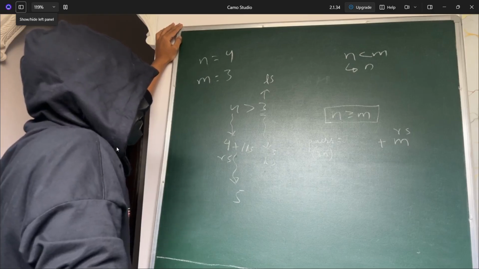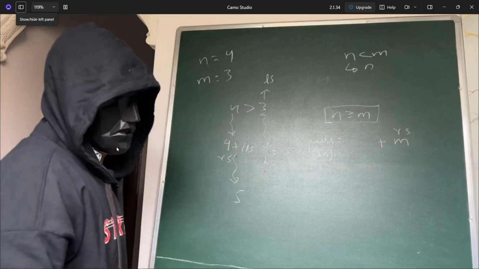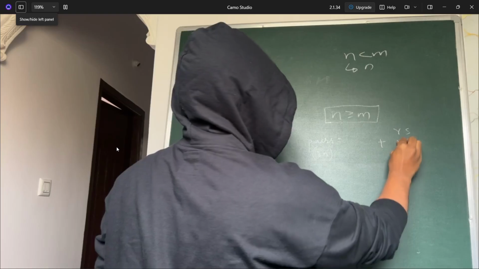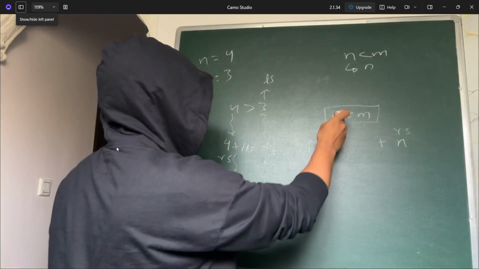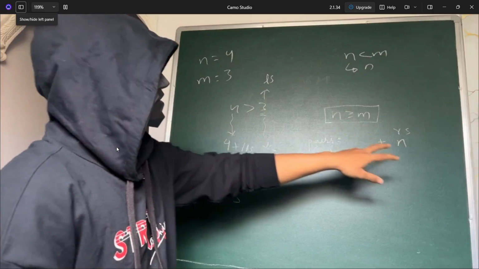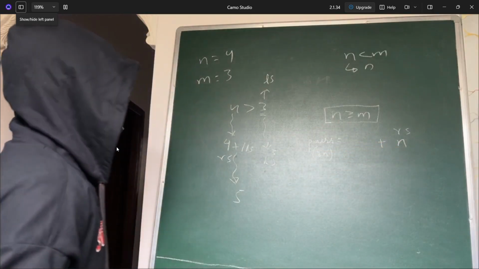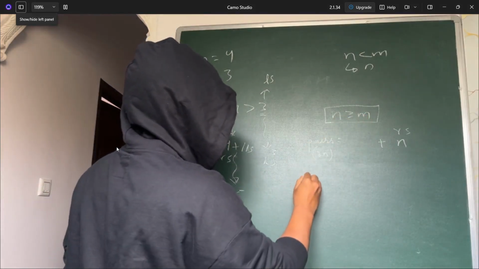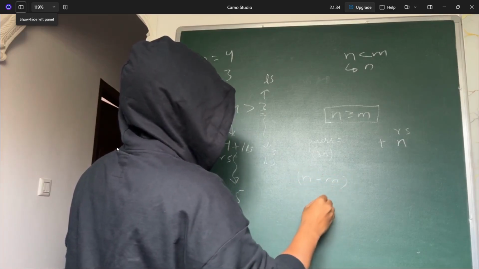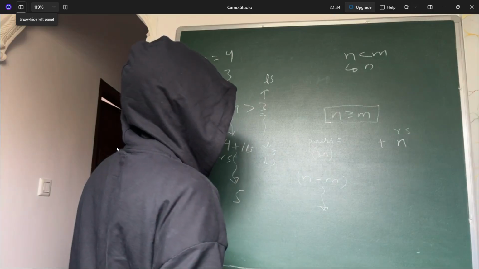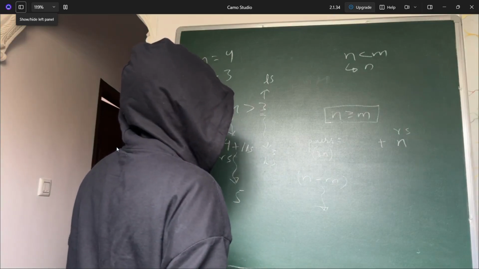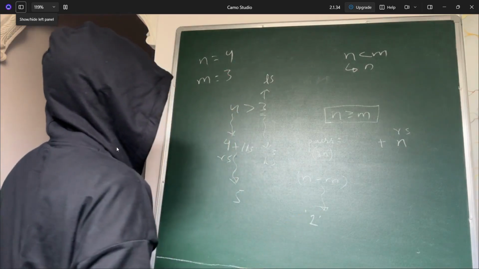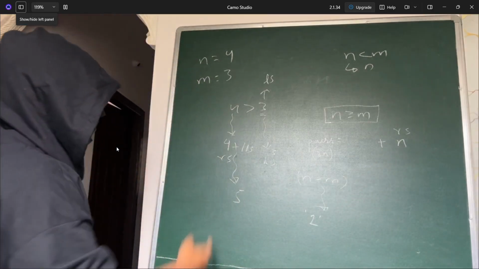Sorry, not m right shoes, n right shoes, because he doesn't have any right shoes, so he needs to purchase all the right shoes. So n right shoes he will be purchasing. But how many left shoes? He already has m, so n minus m left shoes he needs to purchase. In this example, 4 minus 3 is 1, so 1 left shoe he needs to purchase, and there are n right shoes he needs to purchase.